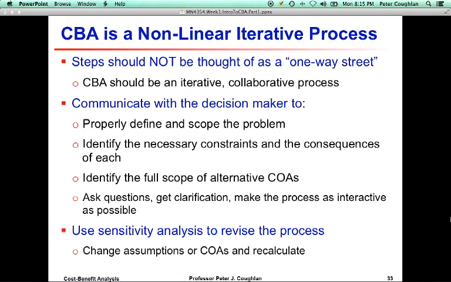Does that change it to choose option A instead of option B, right? In that case, you might go back and revise your assumptions. You might add certain courses of action and then recalculate. So these are reasons why you might go back to earlier stages in the process.